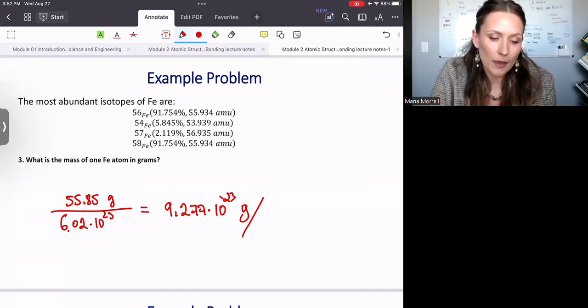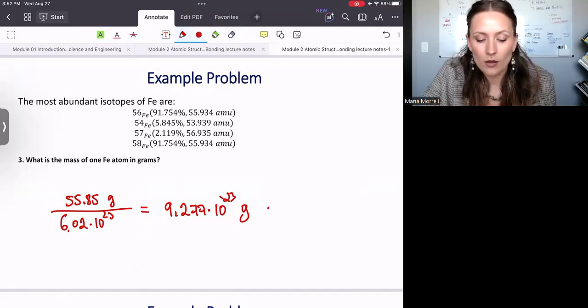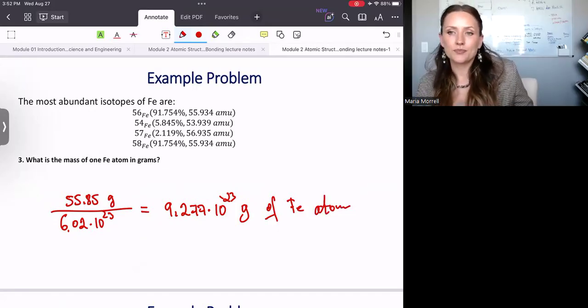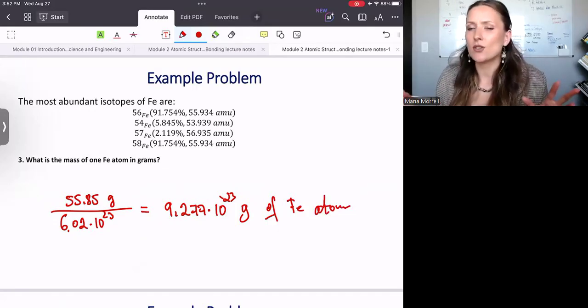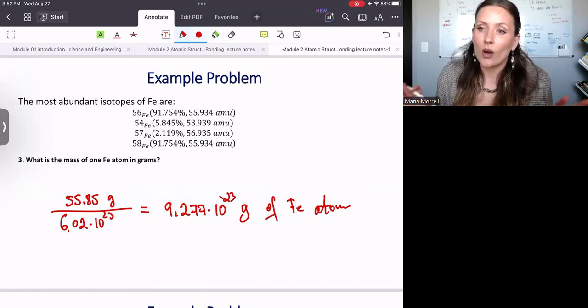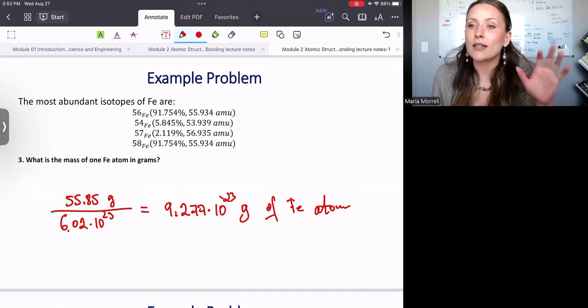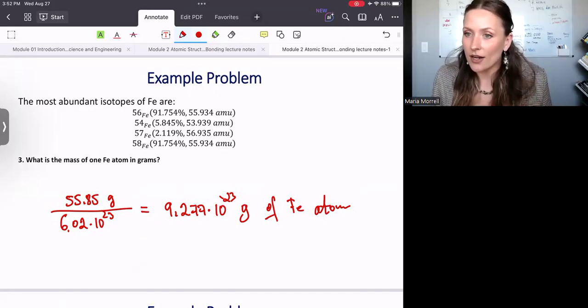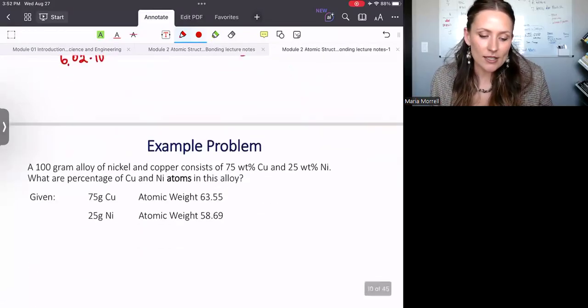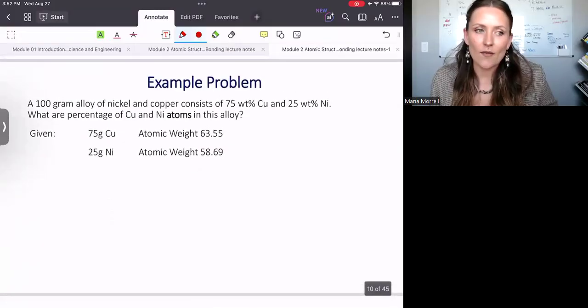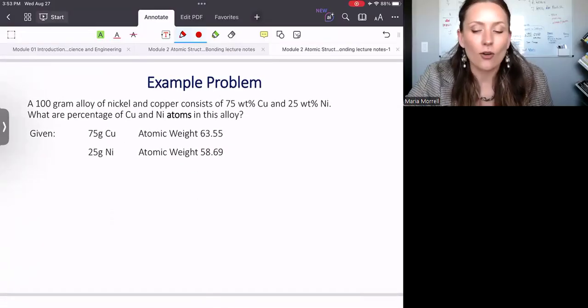Grams per iron atom, right? Just to familiarize you a little bit with the periodic table, the numbers you see there, the concept of isotopes, and mostly to make you a little bit familiar with the units, right? Now, let's do a few more exercises that are a bit more interesting, okay?